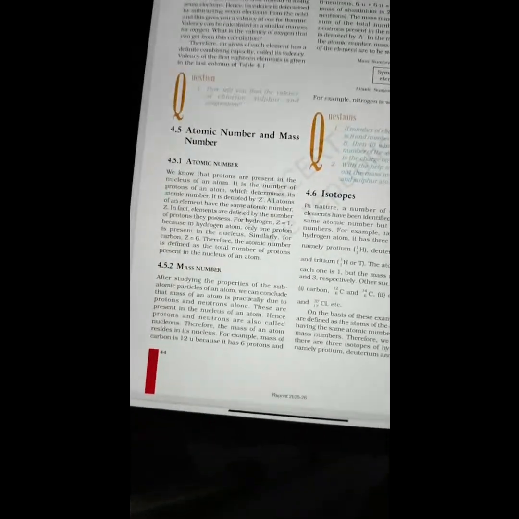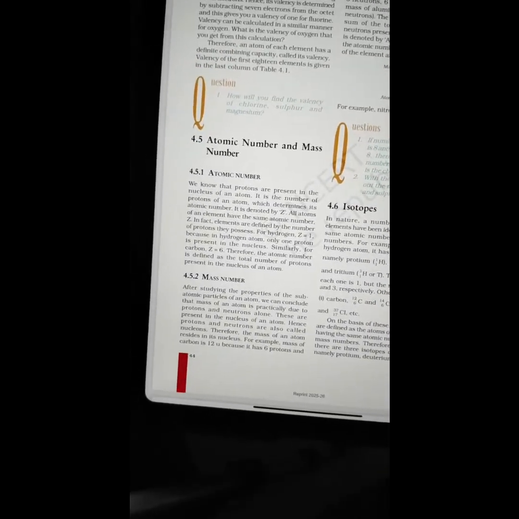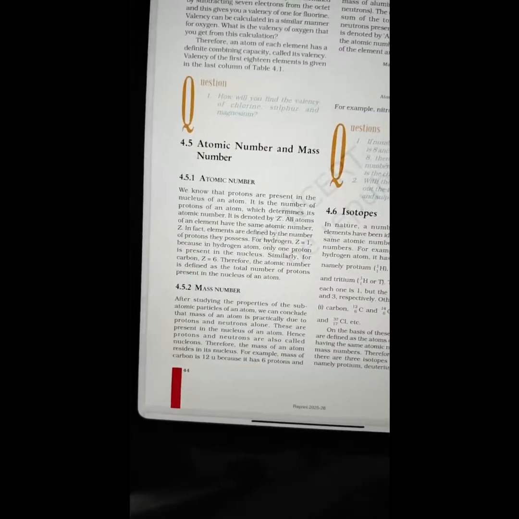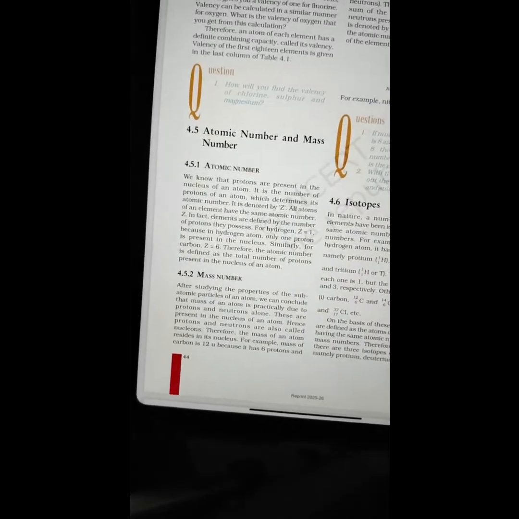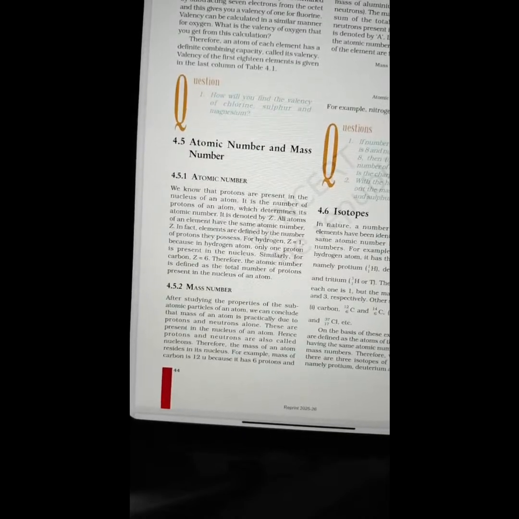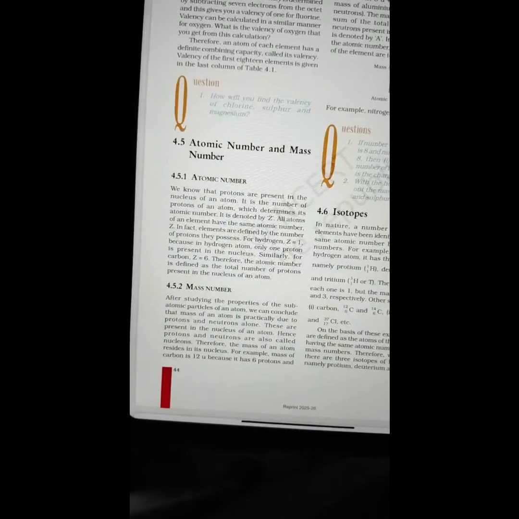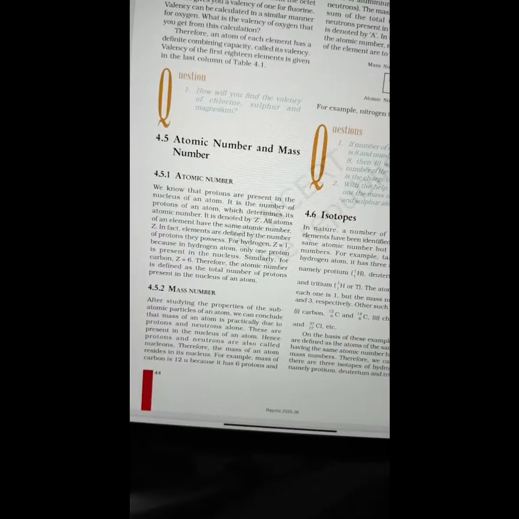Let's move on to the next topic, that is 4.5, atomic number and mass number. 4.5.1, atomic number. We know that protons are present in the nucleus of an atom. It is the number of protons of an atom which determines its atomic number. It is denoted by Z. All atoms of an element have the same atomic number Z. In fact, elements are defined by the number of protons they possess.